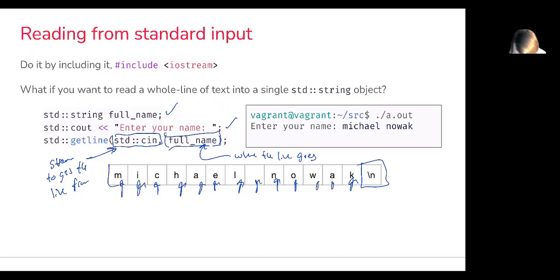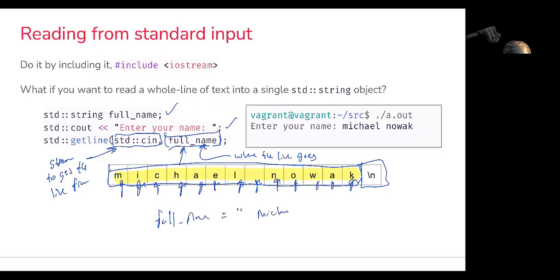So this whole sequence of characters is put into full name. So full name gets Michael Nowak, and that white space is included.